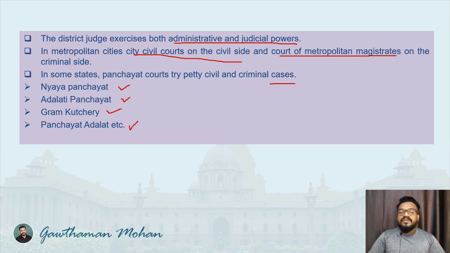Here, very important, you need to understand that in metropolitan cities, the civil courts are called the city civil courts, and in the metropolitan city, the criminal courts are called the court of metropolitan magistrate. And in certain states, the panchayat also try some petty civil and criminal cases. They are called by the names Nyaya Panchayat, Adalati Panchayat, Panchayat Adalat, etc.